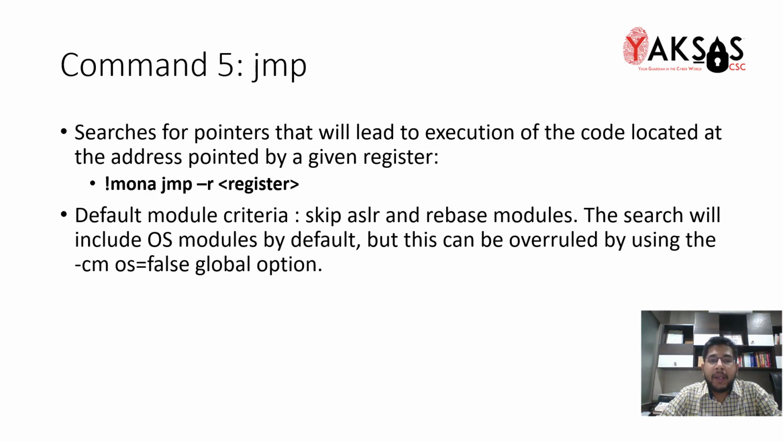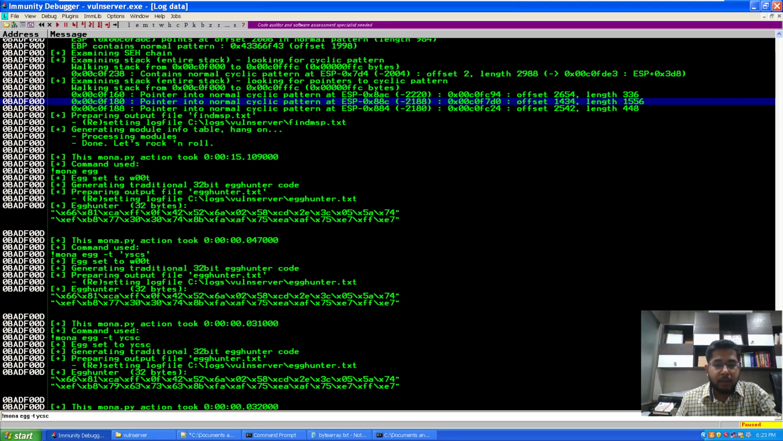Now by default, Mona skips ASLR and rebase modules. However, if you want to override this, you can use the -cm flag, and it takes one argument, which is os equal to false. So let's see this command in action. Here, if I write mona jmp, and let's say I want to find the pointer to a jump ESP instruction, I'll specify -r esp.